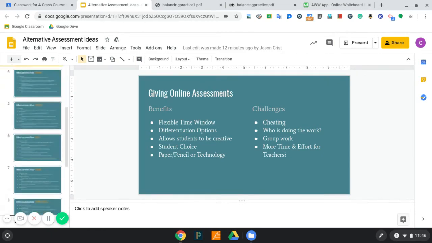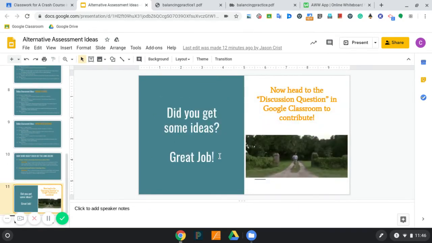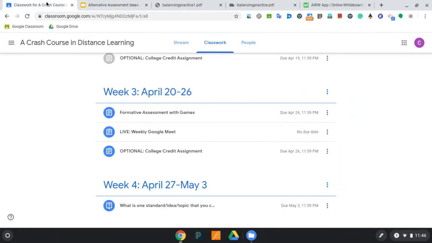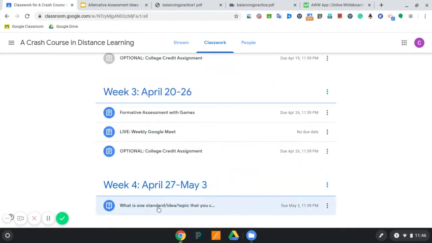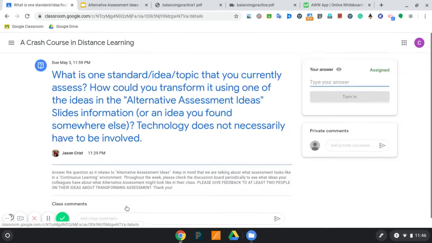When you have kind of perused this for some ideas, maybe you have resources of your own. The assignment, quote unquote, for this week is there is a discussion board question in Google Classroom. So we see this here. We got some ideas. If we head over to Google Classroom, you'll see here in week 4, there's a discussion question right here. This is the first time we've used this in this course. Looking at this, you can view the question. The question is, what's one standard or idea or topic that we're currently assessing? How might we transform it using one of the ideas from that Google Slides presentation or something else that you have? Technology does not necessarily have to be involved.